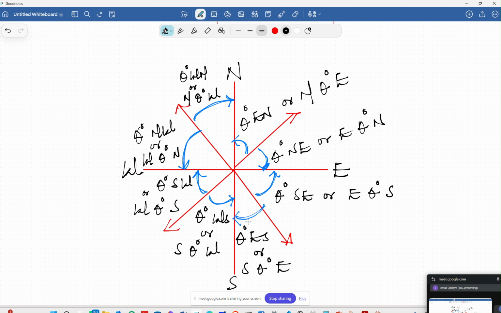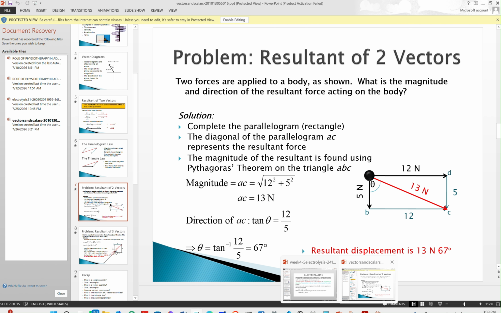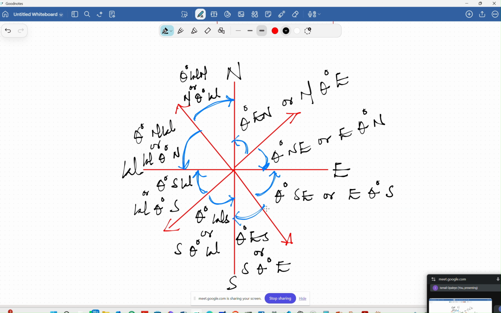Do you all agree with me? Yes, sir. Okay. So the angle is here. That means we can report it as theta degree east of south, or south theta degree east.